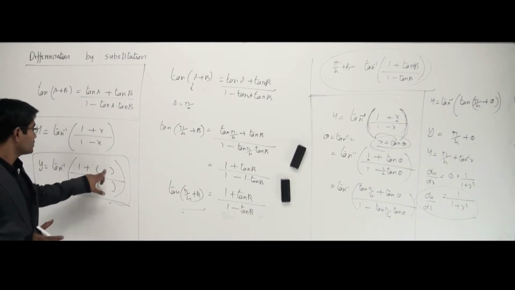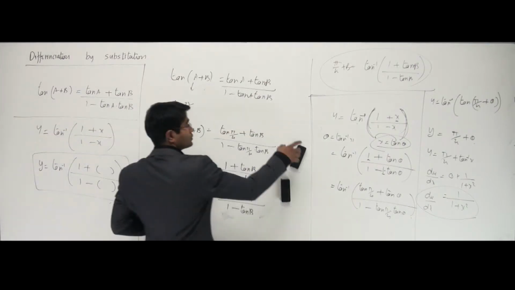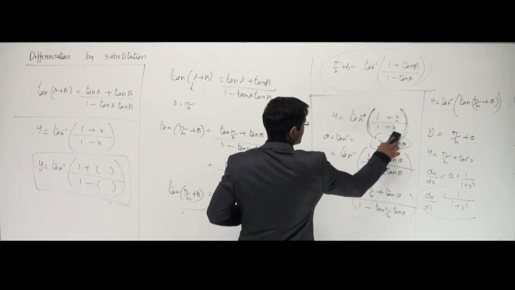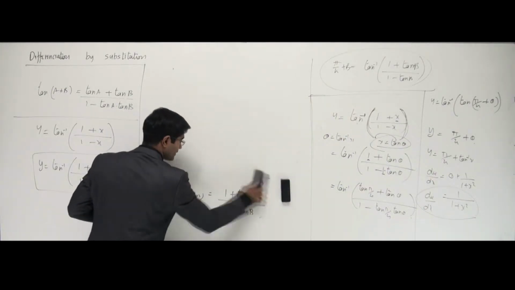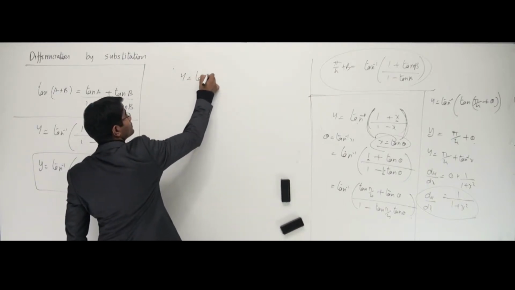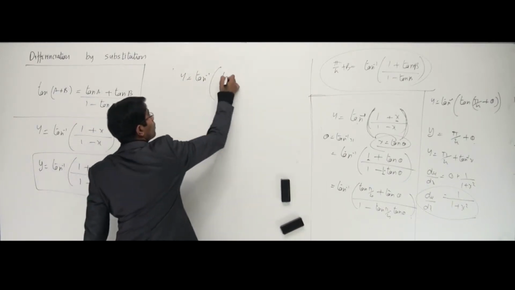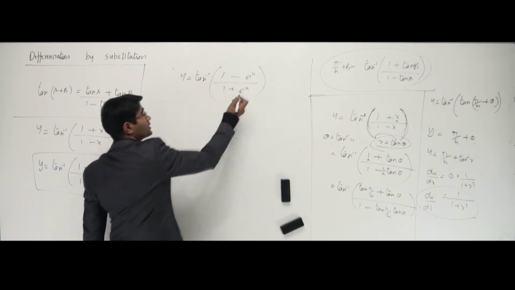That's it. So let me do some more problems based on this second type, where this was the general thing that this guy was x and x, and I took this x as tan theta. Now what if I have another problem which looks like, let's say y is equal to tan inverse of, so he's giving you something like 1 minus e power x by 1 plus e power x, some function, all right?